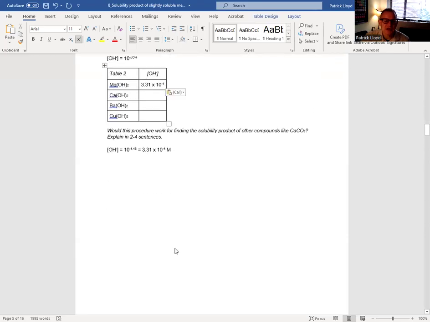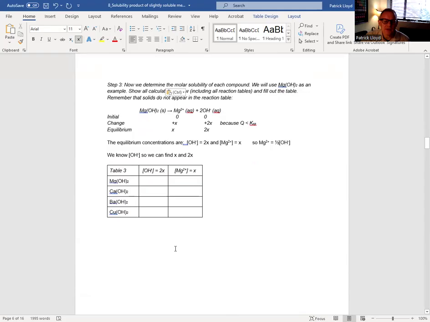That's table 2. Now we come to table 3, and what we're going to do is use that concentration of hydroxide to figure out the magnesium concentration. We didn't measure that directly. We didn't have a magnesium sensor in the water. We had a pH probe. So the pH probe can give us the hydroxide, but it can't give us the magnesium. But we can use simple stoichiometry.